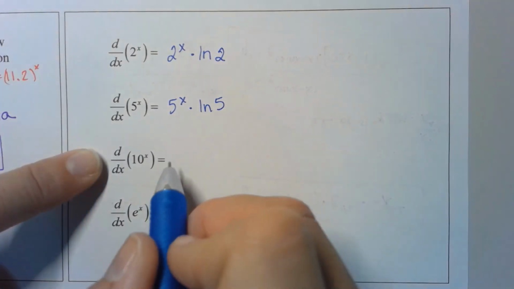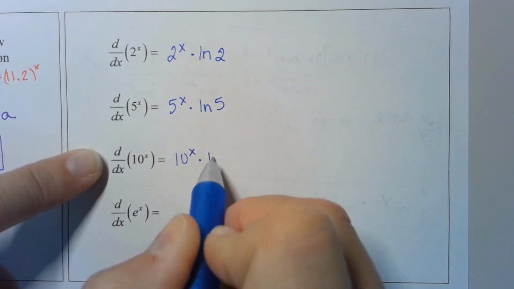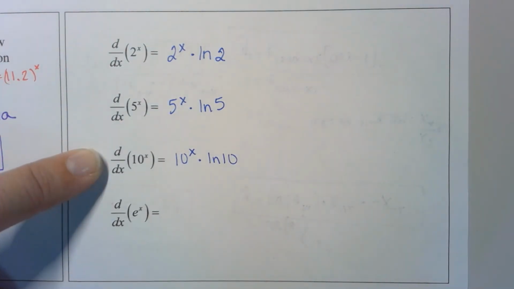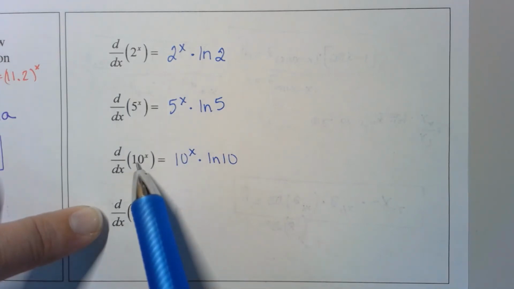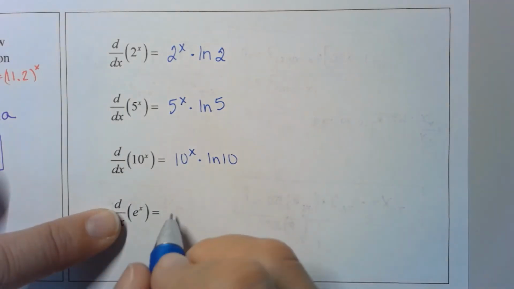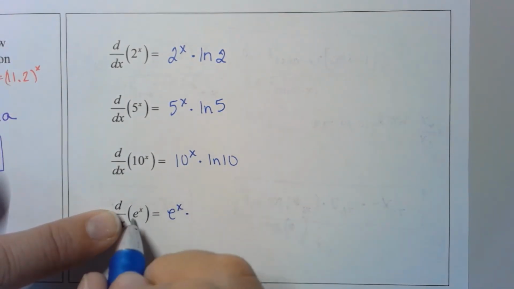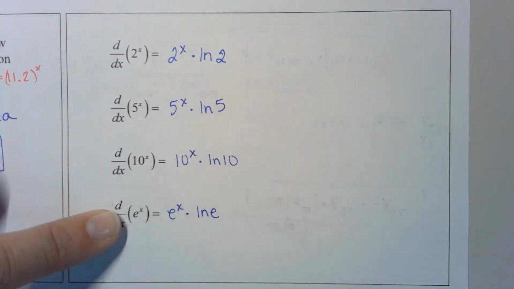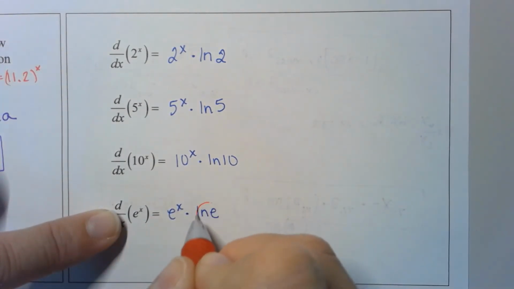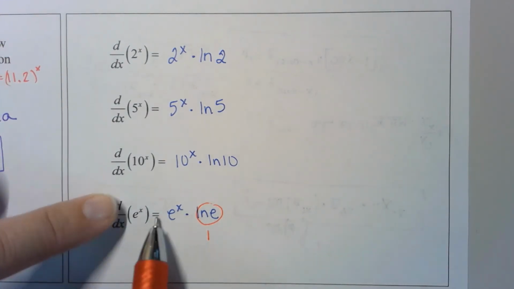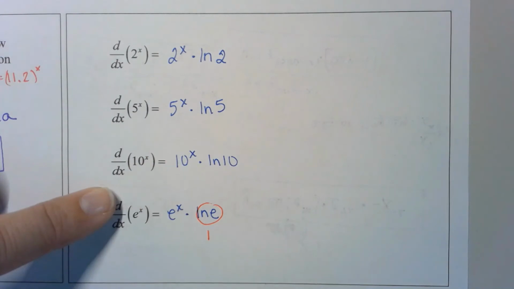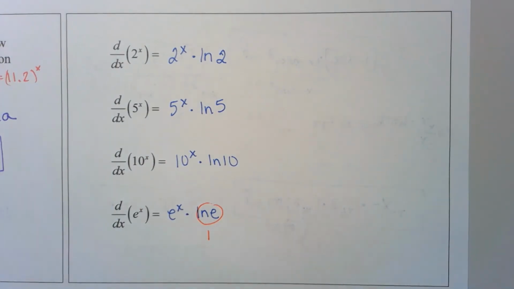Still an exponential, 10 to the x. The derivative is itself times the natural log of 10. Now, we already know this one, right? We already know the derivative of e to the x, but what if we clumped it in and treated it like these? The derivative of e to the x is e to the x times the natural log of the base, or the natural log of e. And what is the natural log of e? It's just 1. Right? So this is kind of like the special version of these 3 up here. Okay.